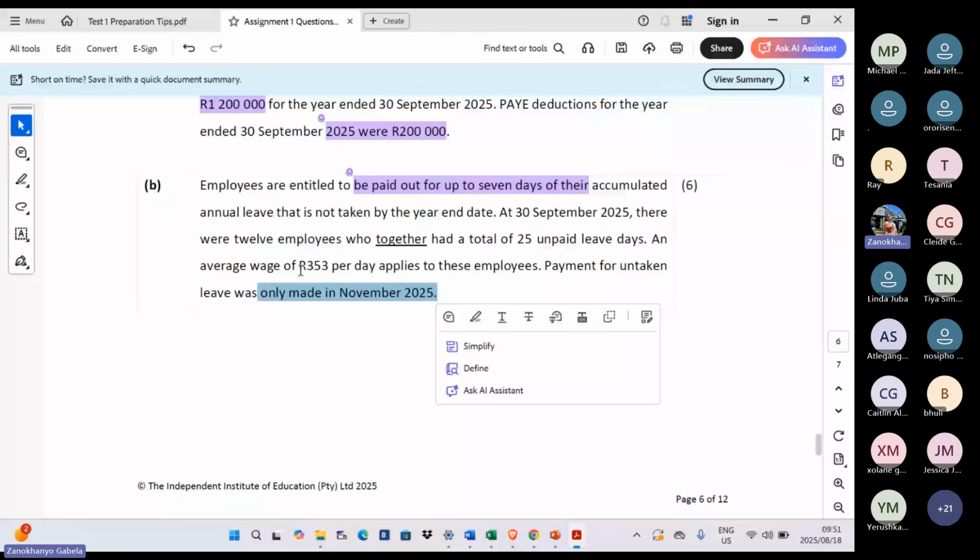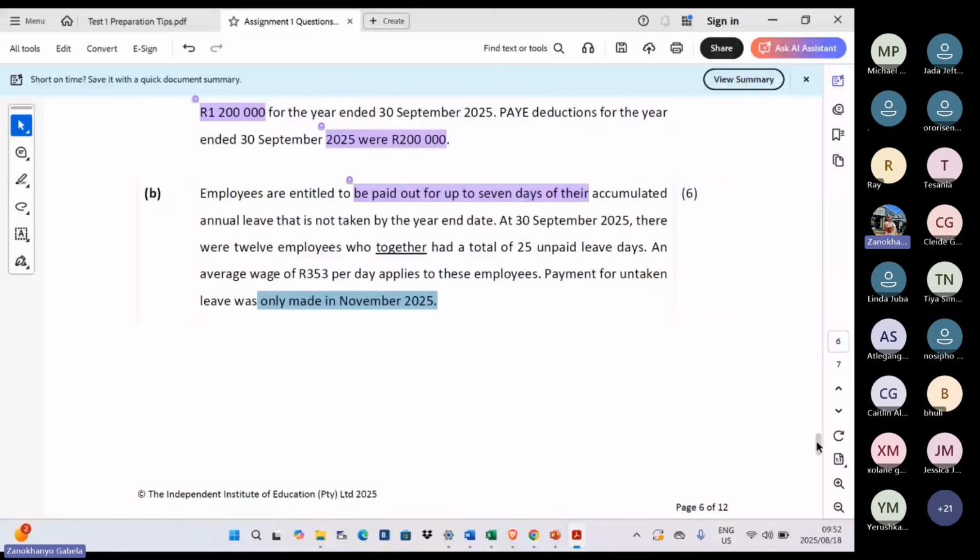353 multiplied by the number of leave that has not been taken. Make sure you limit it to 7 days because they say employees are entitled to be paid out for up to 7 days of their accumulated annual leave. Then that's it. That's your leave accrual payment, basically. That one you're going to calculate in there.